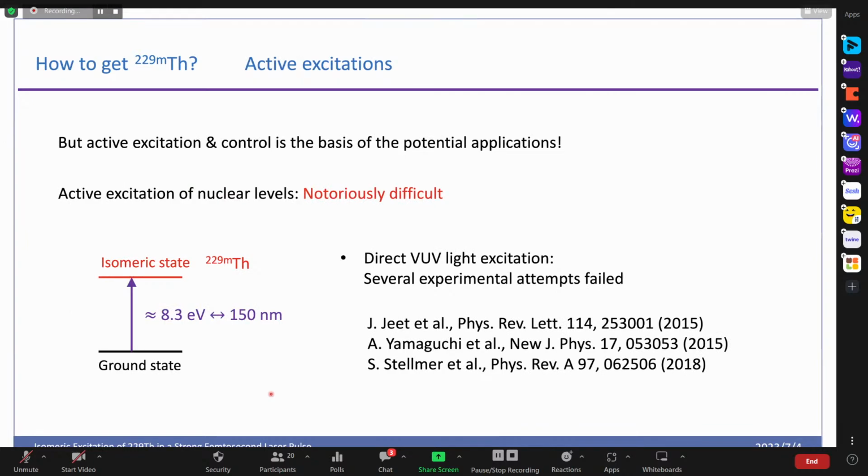After all, active excitation and control is the basis of these potential applications. As nuclear physicists, we know that the active excitation of nuclear levels is notoriously difficult. Several attempts have been made to excite the nucleus using VUV light around 8 eV, or 150 nanometers in wavelength, but no positive results have been reported.